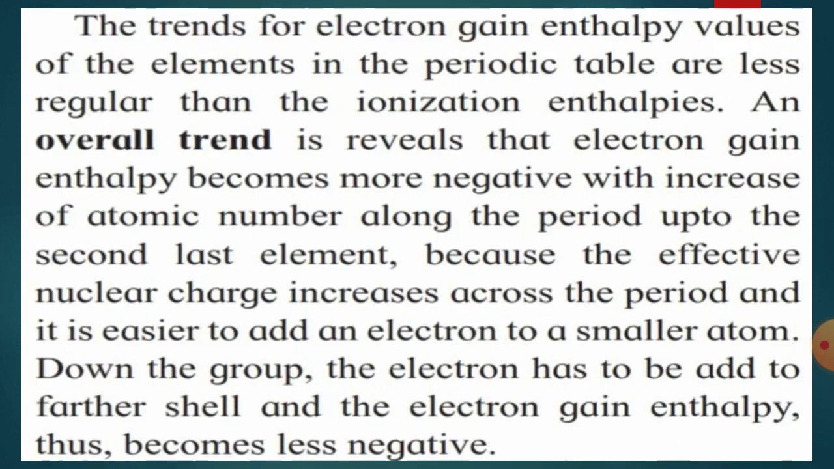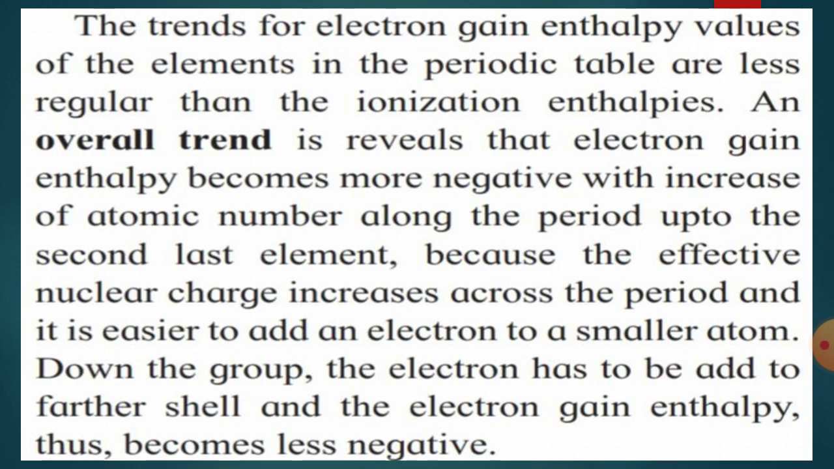Fine. So the trends for electron gain enthalpy values of the elements in the periodic table are less regular than ionization enthalpy. We have studied ionization enthalpy. An overall trend is revealed that electron gain enthalpy becomes more negative with increase of atomic number along the period. As we move from left to right along the period in the modern periodic table, electron gain enthalpy becomes more negative with increase of atomic number up to the second last element.